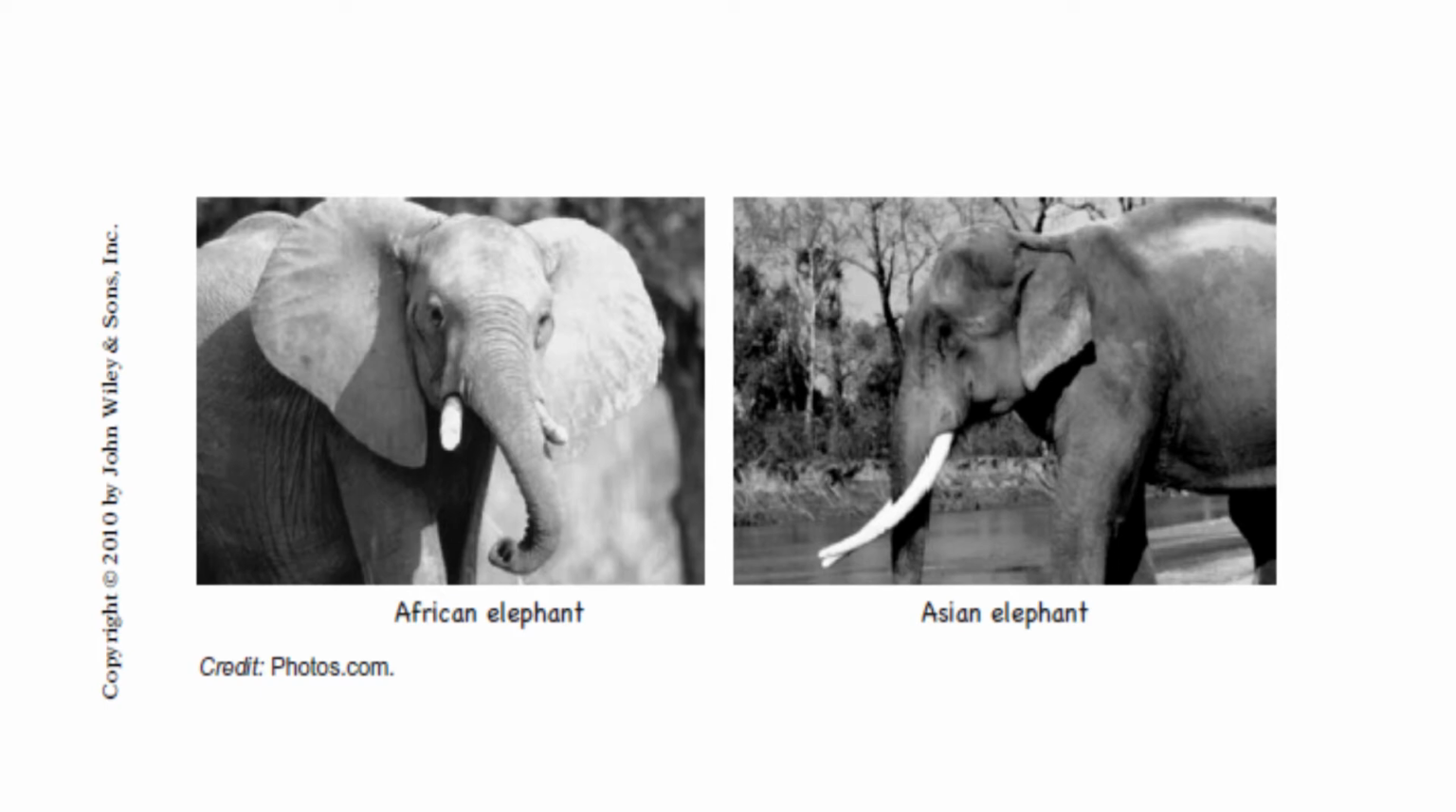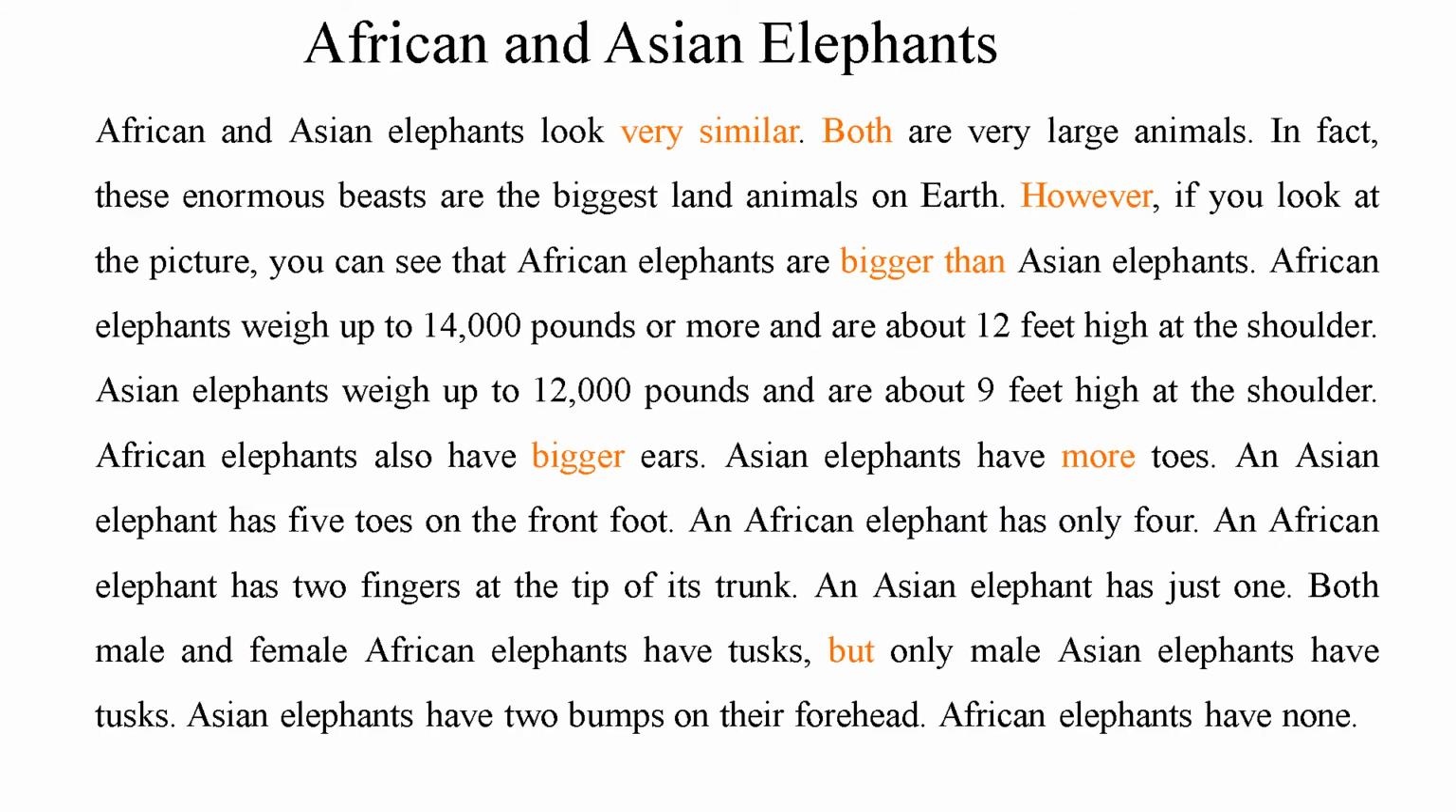Before reading the text, please take a close look at the pictures of the African and Asian elephants. How are the elephants alike and how are they different? Now consider this example, African and Asian elephants. We'll turn the title of the article into a question. For example, how are African elephants and Asian elephants similar and how are they different? We'll be reading the article to look for the key differences and similarities.